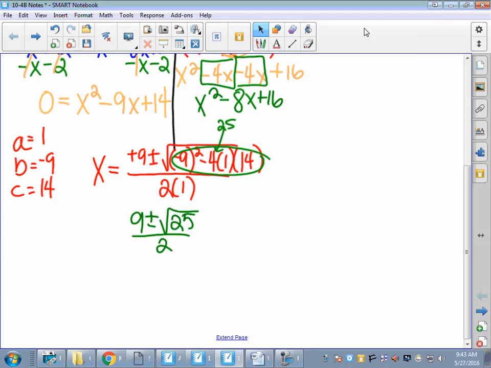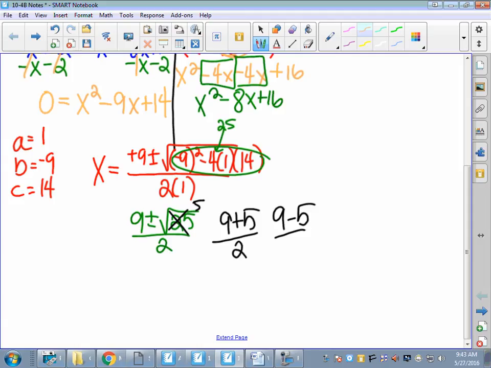So square root of 25 is 5. So 9 plus 5, divide that by 2. 9 minus 5, divide that by 2. So 9 plus 5 is 14, divided by 2. X should be equal to 7. 9 minus 5 is 4. Divide that by 2. X should be equal to 2.